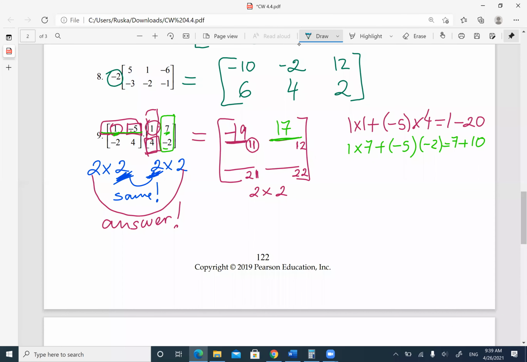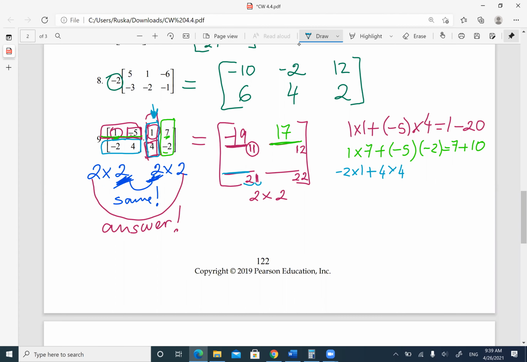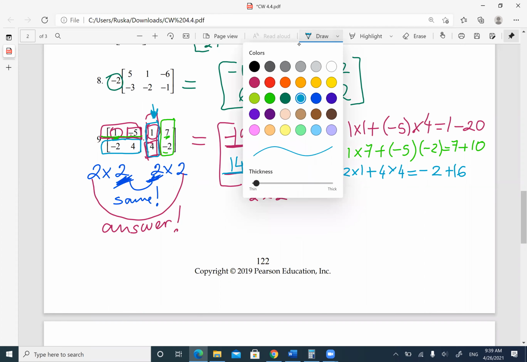And then I'm doing this number here. So this number here, I'm going to need to multiply second row and first column. So that's the second row here. And then I'm going to go to the first column down here. Okay? So I'm going to multiply negative 2 times 1 plus 4 times 4. And that's negative 2 plus 4 times 4 is 16. So actually 16 minus 2 is going to be 14. That's my number there. And then I have one more to go.